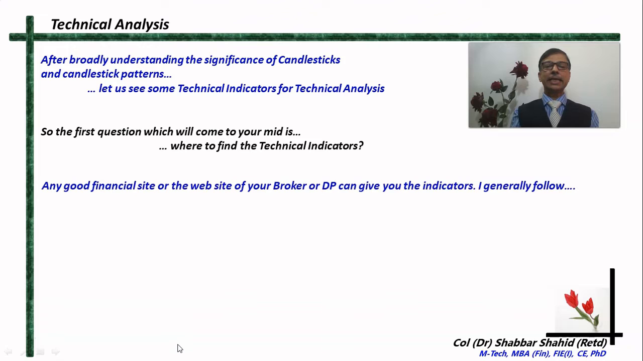Now the first question which will come to your mind is where to find the technical indicators. You can get the technical indicators from any good financial website or the website of your broker or the depository participant, or there are so many websites which will give you the technical indicators. All those websites which illustrate the stock charts will also give you the technical indicators. I personally follow investing.com.